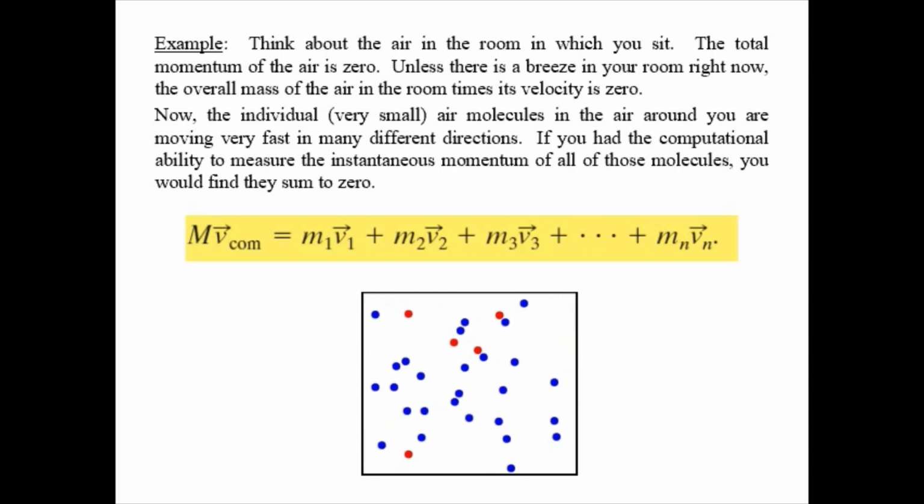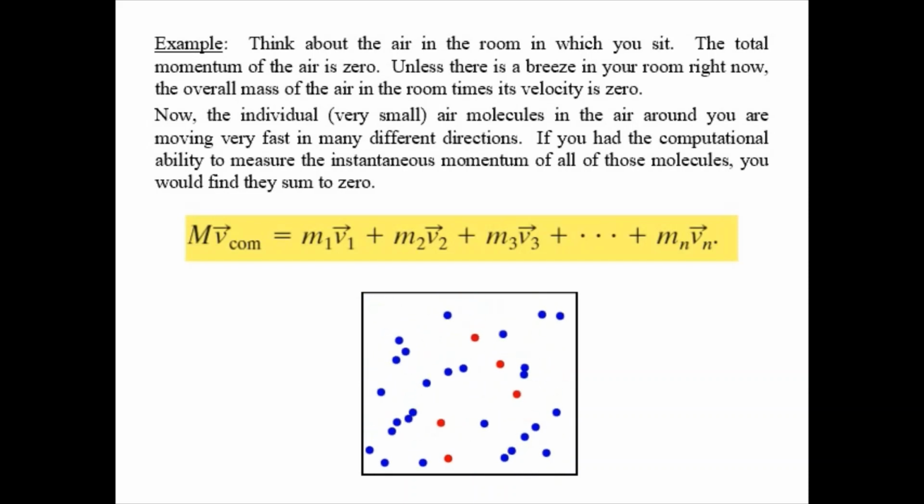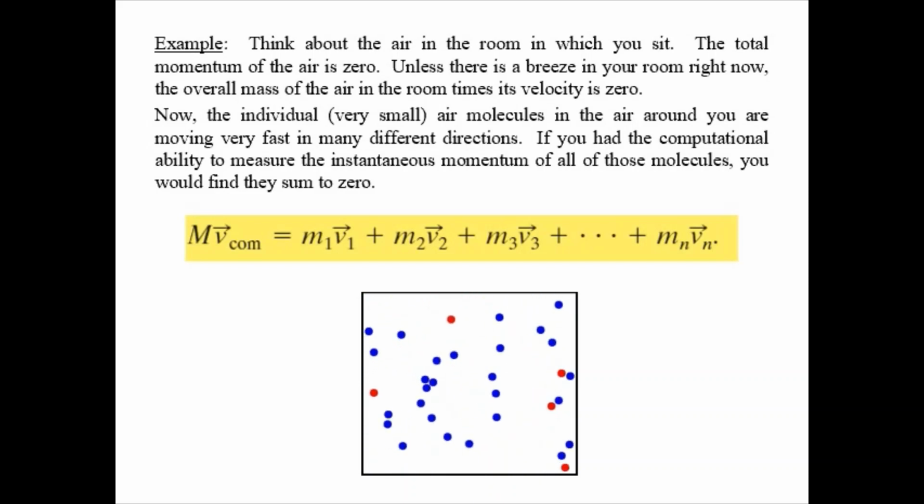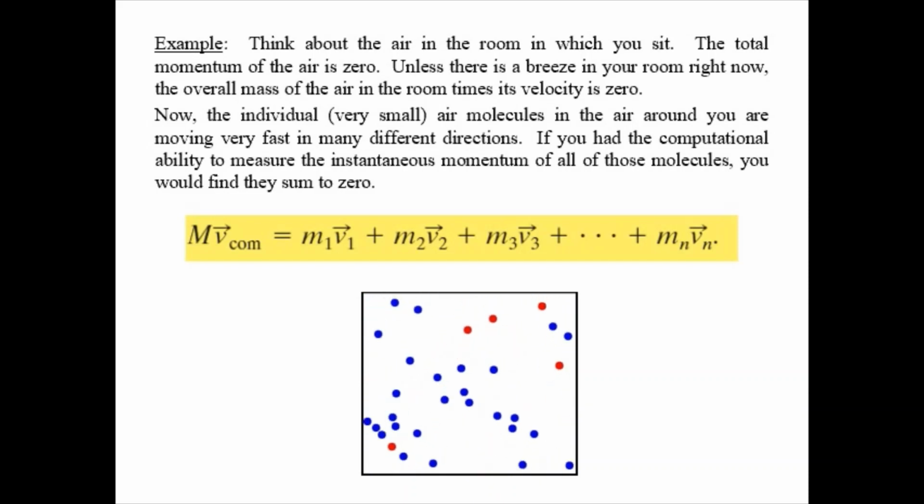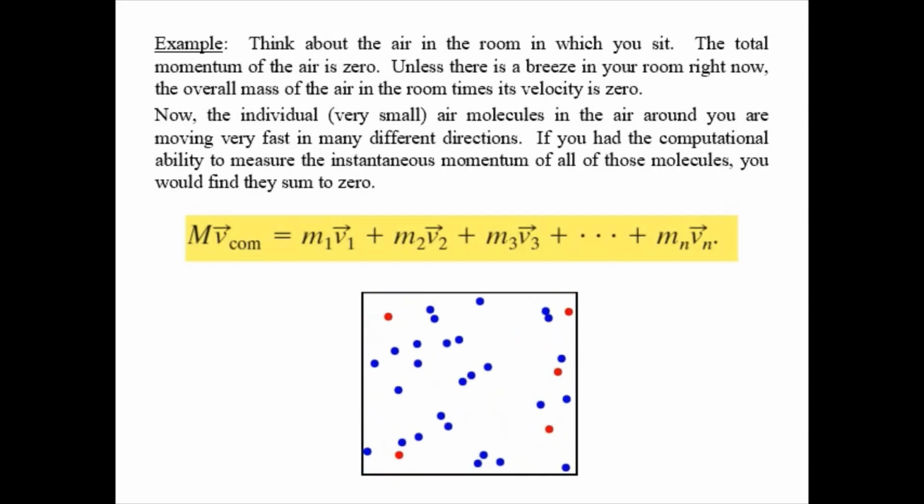So if we were to take each of the individual air molecules in your room right now, which would literally be, I don't know, trillions, quadrillions. I don't even know how many air molecules would be in the room that you're in right now. You'd have to calculate it. At standard atmospheric pressure, though, it's huge.